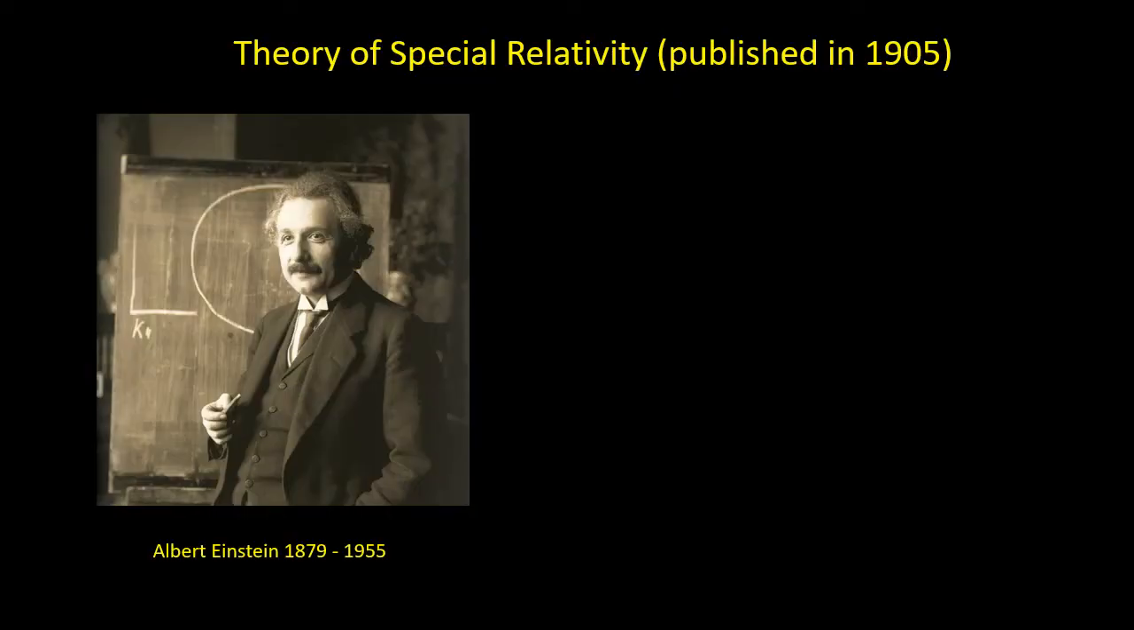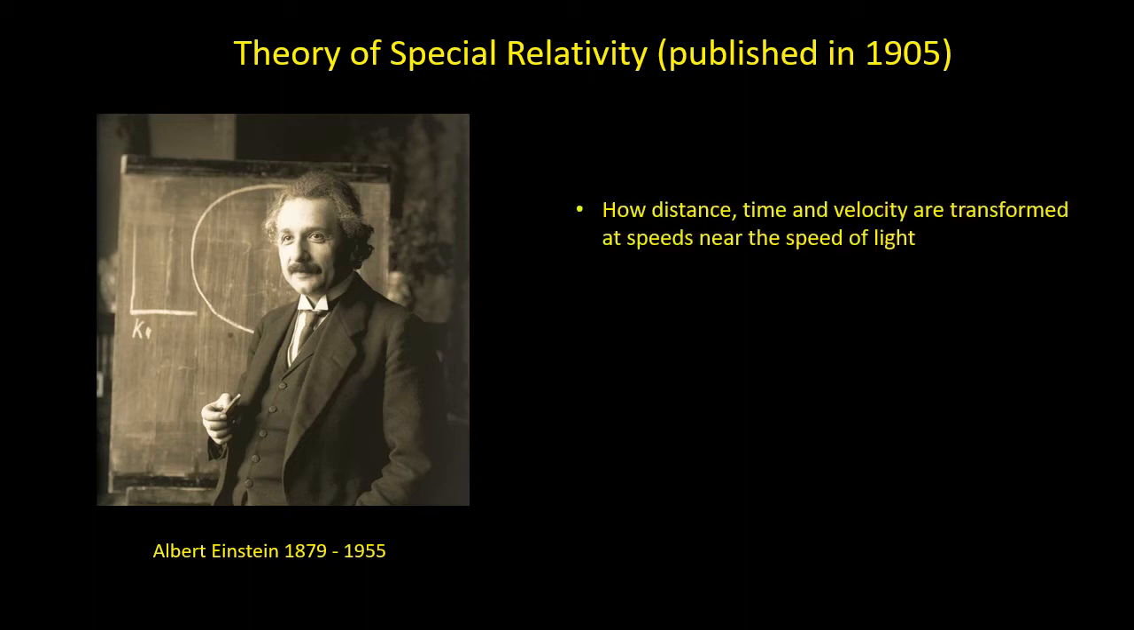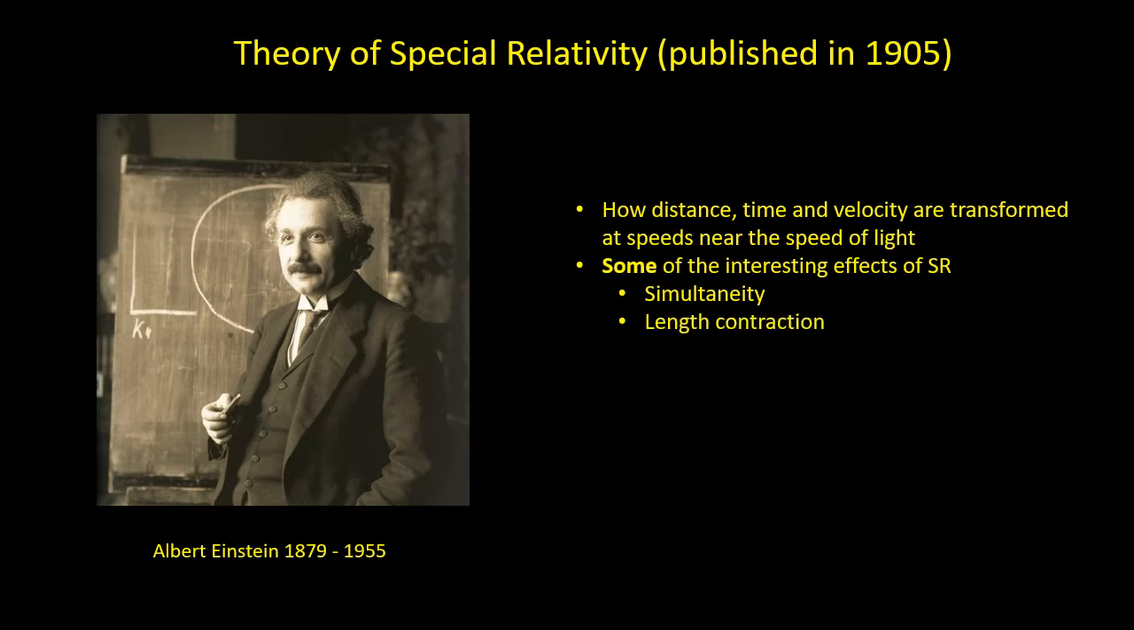Welcome! This video will give you an overview of some of the key concepts from Einstein's theory of special relativity. I'll talk about how distances, times and velocities are transformed at speeds near the speed of light. I'll also talk about some of the interesting effects of special relativity: simultaneity, length contraction, time dilation, and I'll go ahead and derive the Lorentz transformation, which is quite key to special relativity.